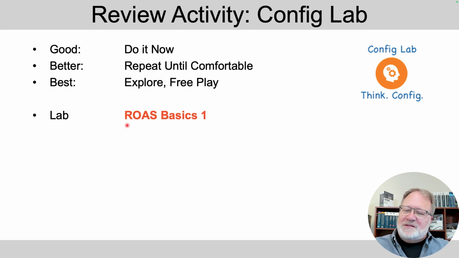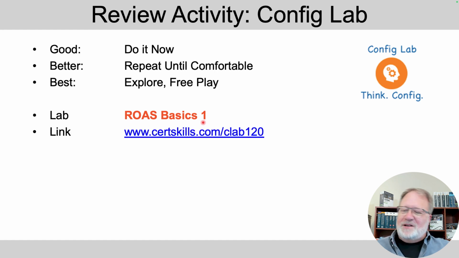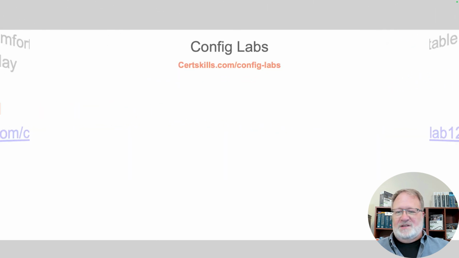The lab goes by the title ROAS, or Router on a Stick Basics 1, and I've got a link here in just a minute. There it is. The end of the URL is CLab, short for Config Lab 120, and there's my blog site domain name at the top. So you can go there, read the lab, do the lab, and I'm going to talk more about the planning part of the lab for the rest of this video.